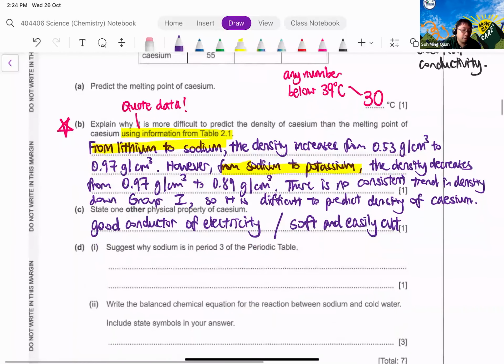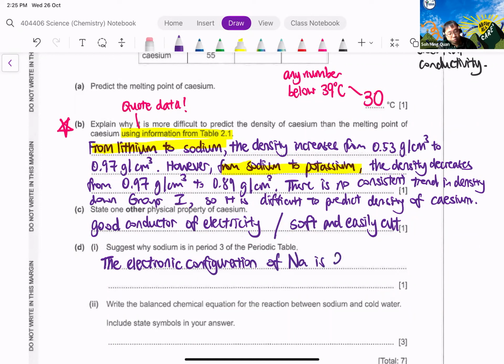All right, next, D part 1, suggest why sodium is in period 3. This one I think we have gone through many times. It has to do with electronic configuration, right? The electronic configuration of sodium is 2,8,1. So it has 3 filled electron shells. So it is in period 3.